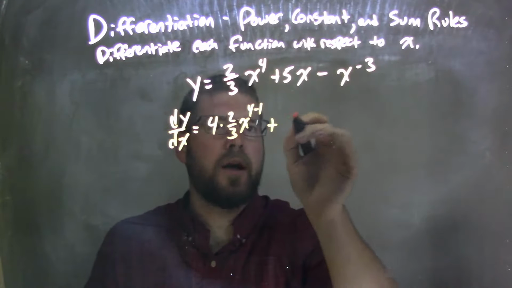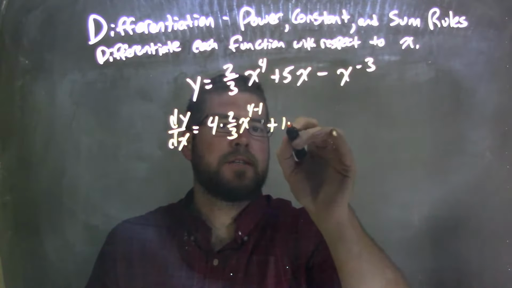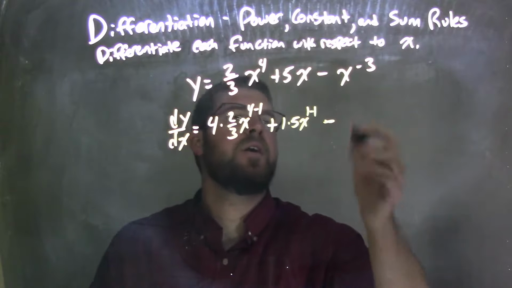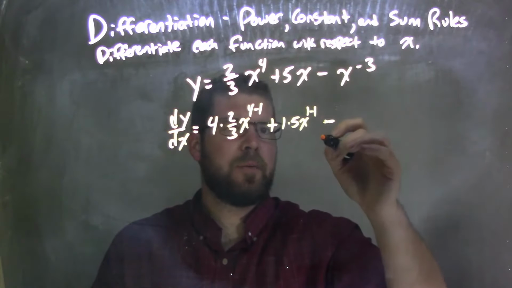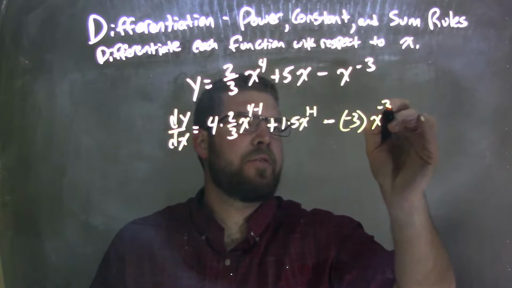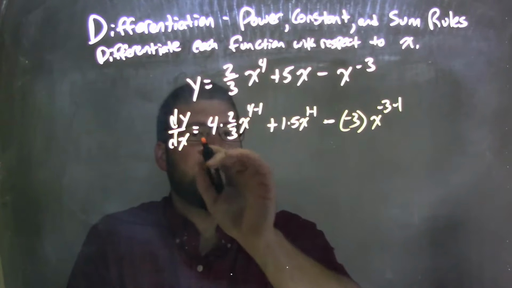Plus, power rule here, there's an exponent that's 1 there, so we have 1 times 5, x to the 1 minus 1 power, minus, power rule here again, negative 3 comes down up front, negative 3, okay, times x to the negative 3 minus 1 power. So now let's simplify all this, right? We're going to simplify each part.